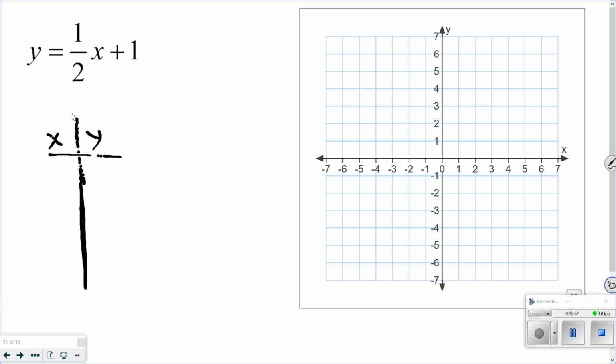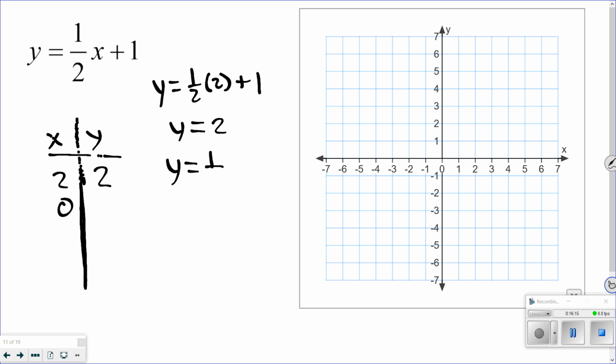Let's say I put 2 in for x. So I'd go y equals a half times 2 plus 1. A half times 2 is 1. 1 plus 1, you can plug that in a calculator, ends up being 2. Let's do another point. Let's plug in 0. 0 is easy to plug in. y equals a half times 0 plus 1. That's 0 plus 1, which is 1. All right, so I have a point at 2, 2, and a point at 0, 1. Those are my 2 points.